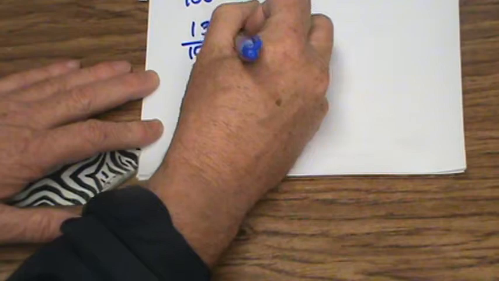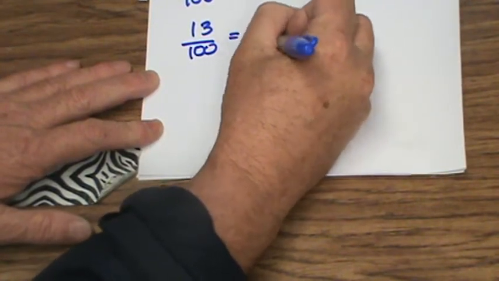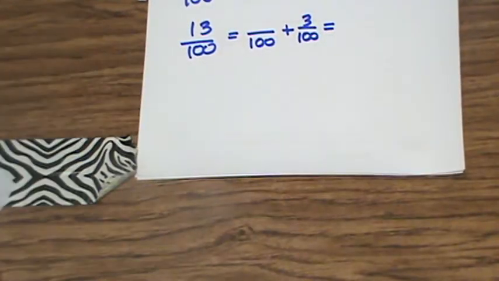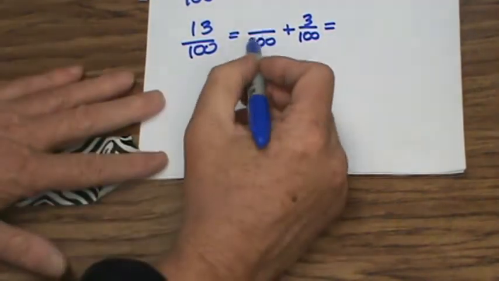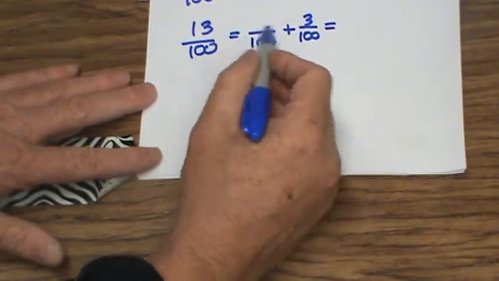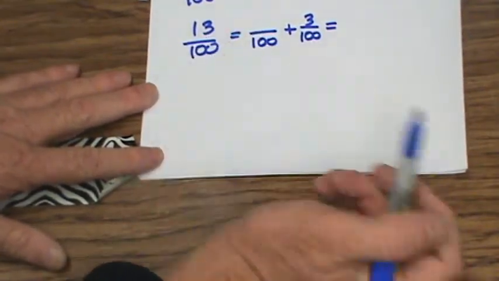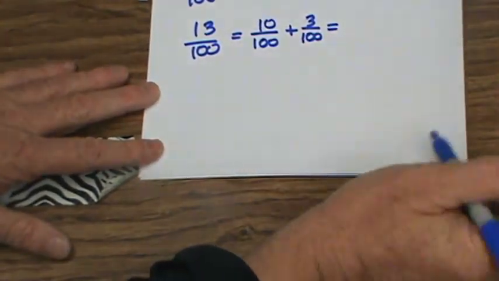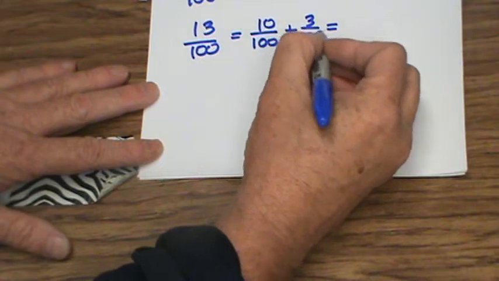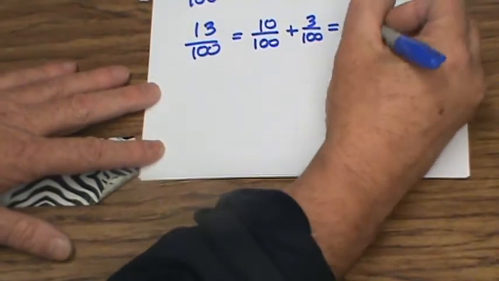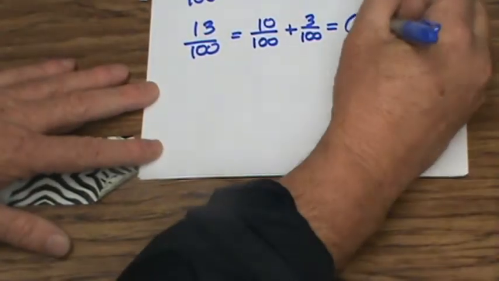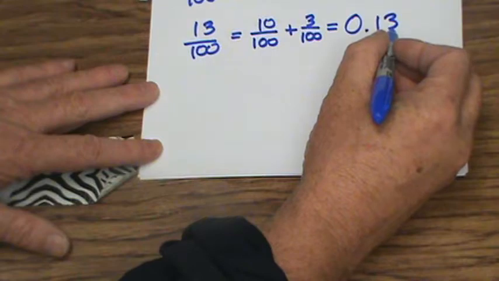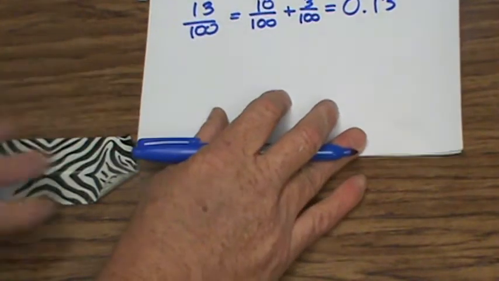13/100ths equals blank hundredths plus 3/100ths equals what? Let's think about this. We have 13/100ths. Denominator doesn't change, right? So what's going to go right here? What plus 3 is 13? Well, if you said 10, you're absolutely correct. And think about what decimal form this equivalent fraction will look like. 13/100ths would equal 0.13. Ones column is 0, tenths is 1, and hundredths is 3 for 13/100ths.